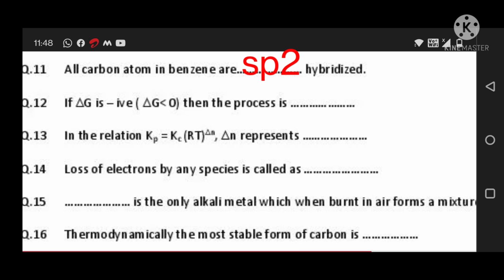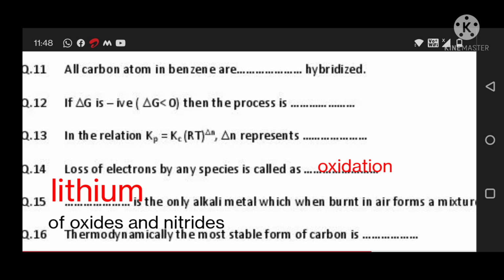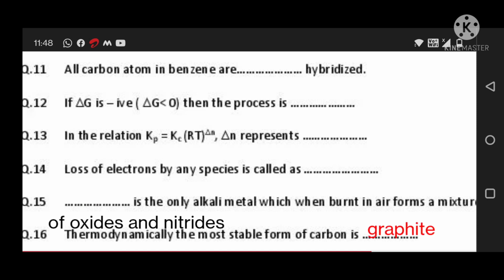If delta G is negative, then the process is spontaneous. In the relation Kp is equal to Kc into RT raised to power delta n, delta n is equal to number of moles of product minus number of moles of reactants. Loss of electrons by any species is called oxidation. Lithium is the only alkali metal which, when burnt in air, forms a mixture of oxides and nitrides.